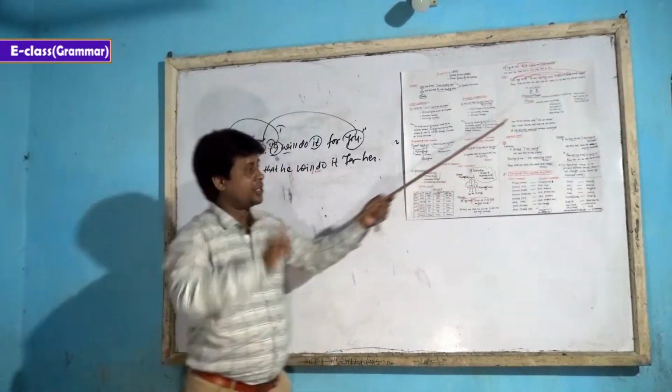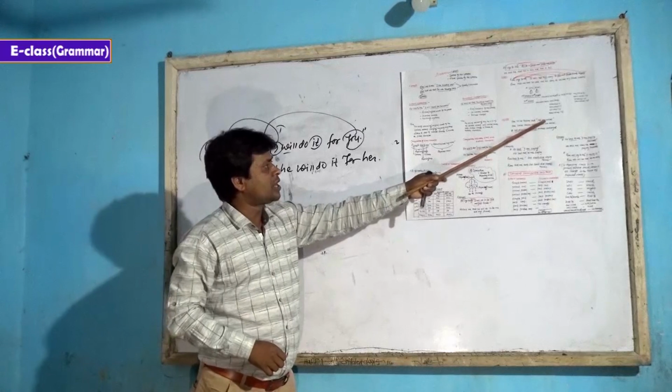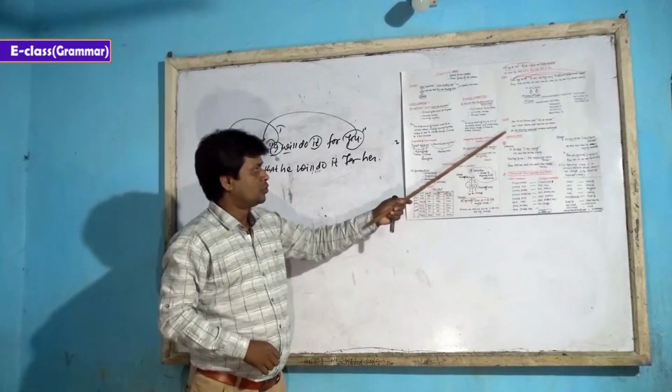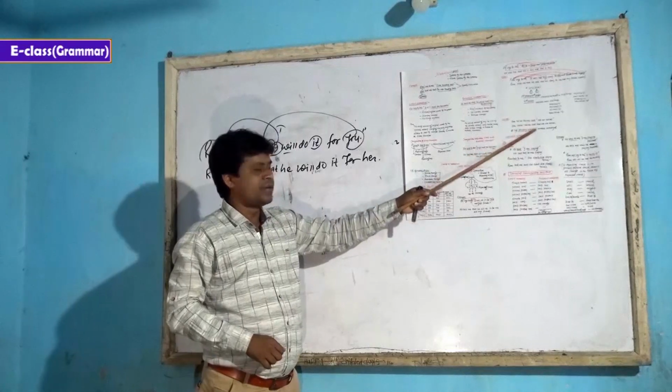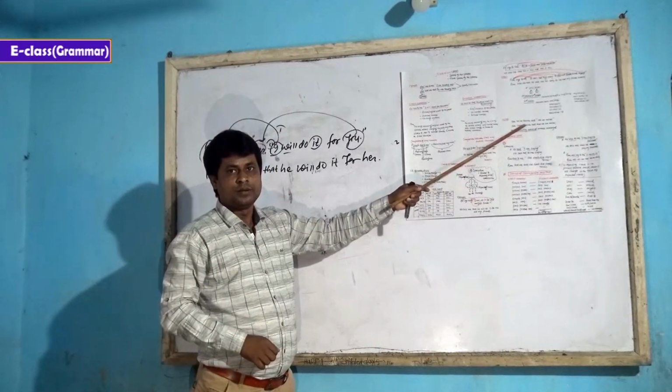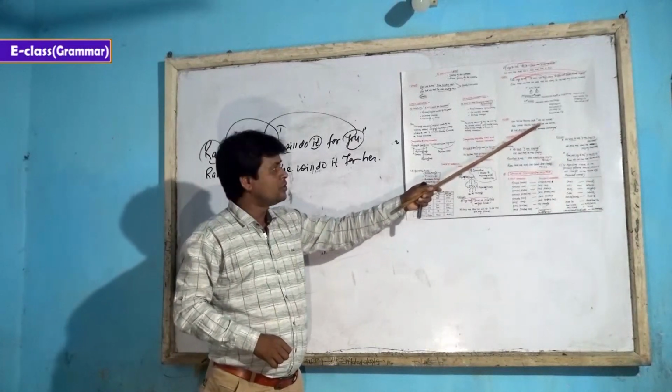Now, I'll give you another example under note number 2. See, our social science teacher says we are mortal. There is no object. If there is no object, we'll copy the same here. Said. Same. Said. This is an assertive sentence.